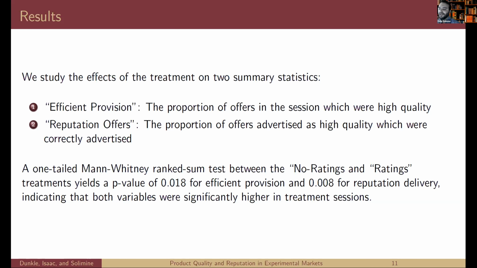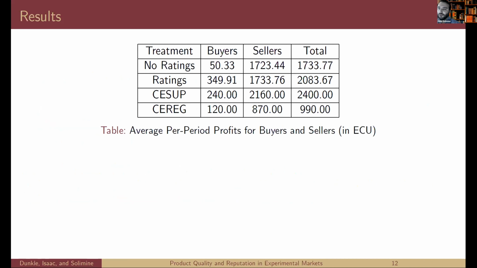And so using a one-tailed test between the no ratings and the ratings sessions indicates a very high level of significance for efficient provision and reputation offers, indicating that both variables are significantly increased in treatment sessions. Here's a table of the average per period profits for buyers and sellers in experimental currency units.